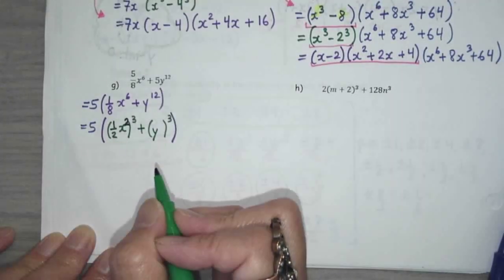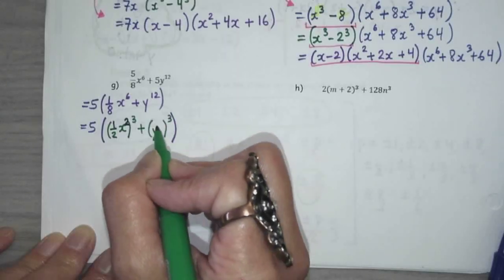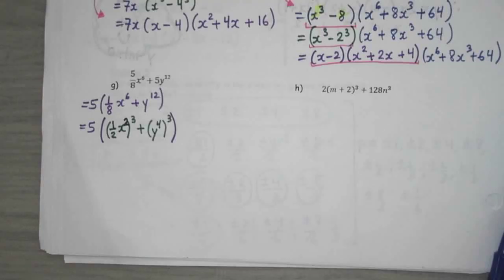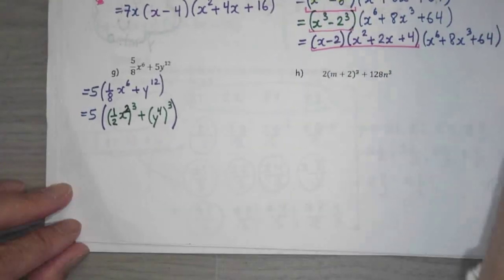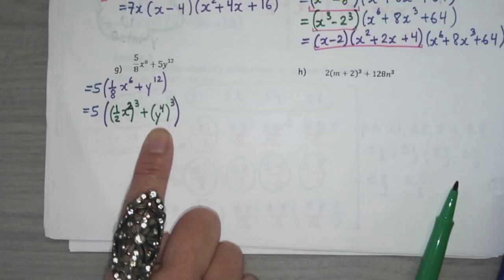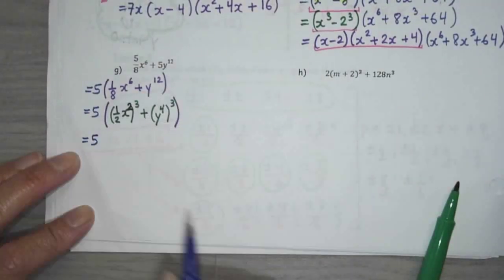What about the y? Y to the what? If I know it's 12, I'm dividing by the 3, so 4. Right? 12 divided by 3. Good? Okay, so I do that. Again, some people don't do that. I like to visually see what my bases are. So now I see what my third roots are. I'm going to still keep the 5. Don't lose my common factor 5.